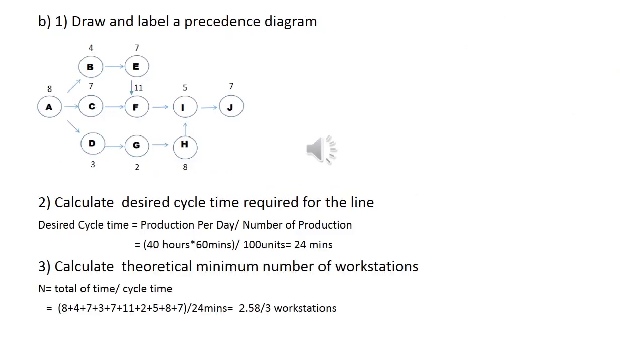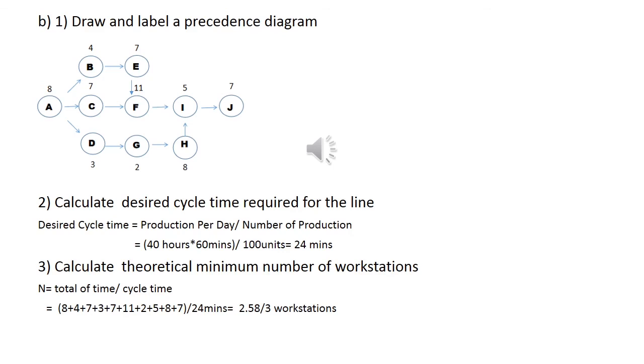And for the B1, we also need to draw and label a precedence diagram, but actually they are the same, just do like the A1. Okay, now we need to calculate the desired cycle time required for the line. The number of production is different because the A1 is 120 and the B1, this one is 100 units. So the formula is the same, just the number changes. So there is 40 hours times 60 minutes divided by 100 units. Then we can get the new cycle time 24 minutes.